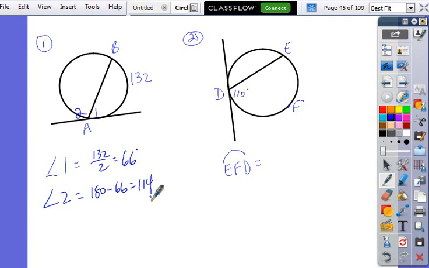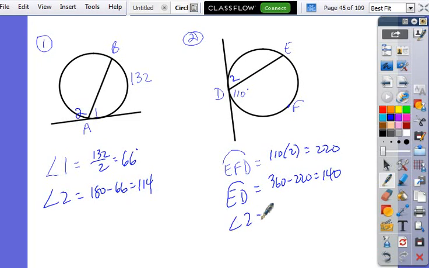If I go to the second one over here, I'm looking for arc EFD. 110 times 2 would be 220. That's the whole thing, so EFD would be 220. What if I did this then? How much is arc ED? It would be 360 minus 220, so that would be 140. What about angle 2 right there? It'd be 180 minus 110, and that'd be 70.